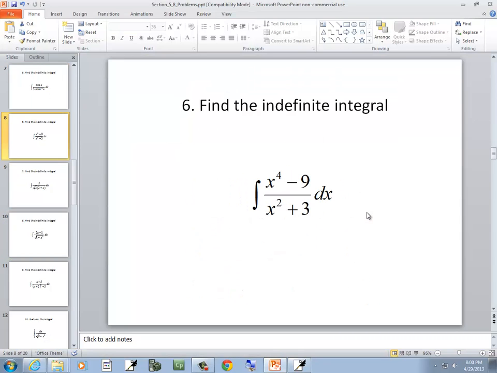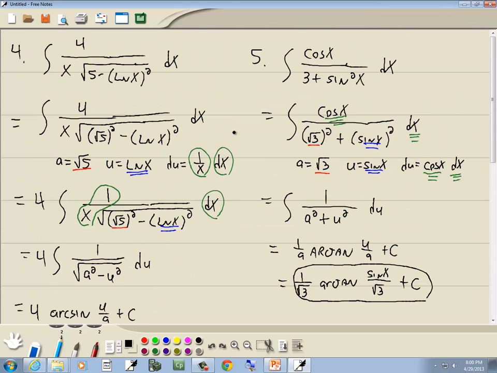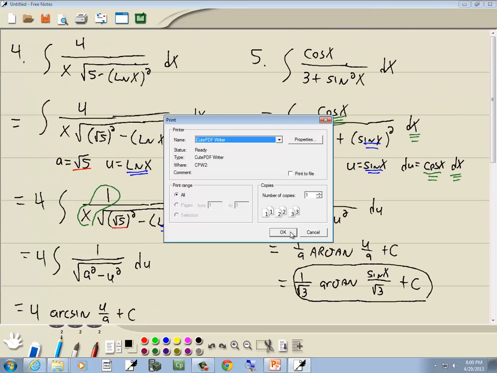Do I have room for this one? I'm not sure if I have room or not. Let me save this page, and then we'll start a new one.